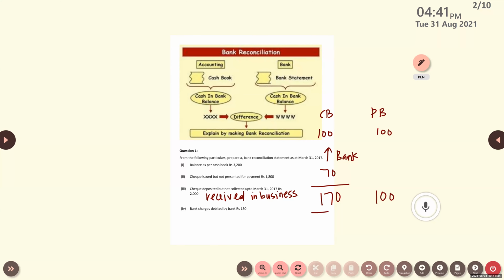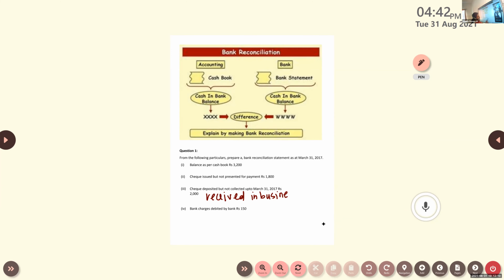Now, from this 170 to make it 100, what do we have to do? We have to deduct 70. You're not getting it? This is just an example.